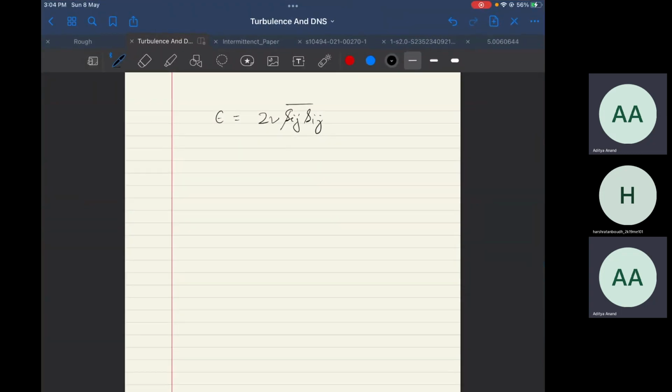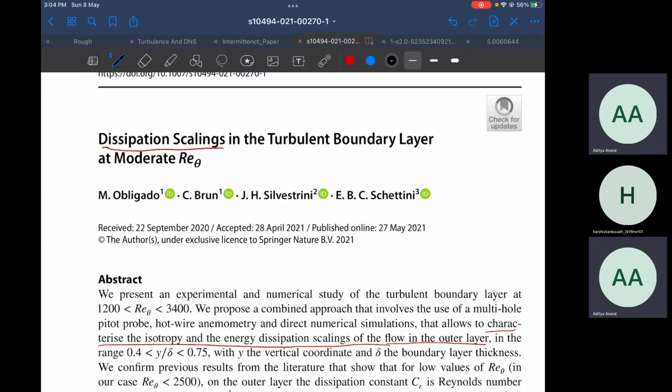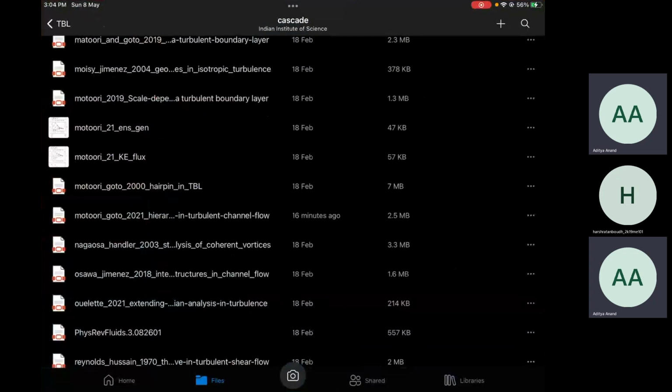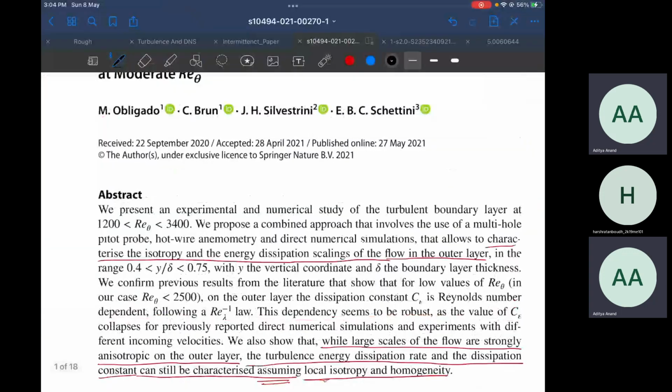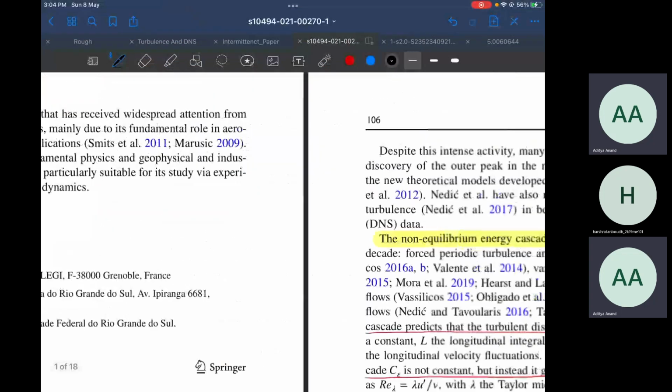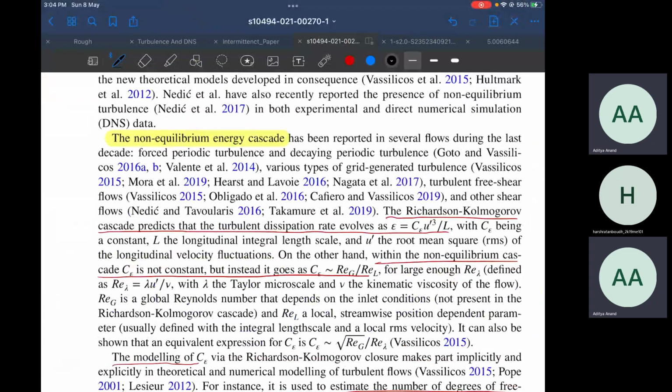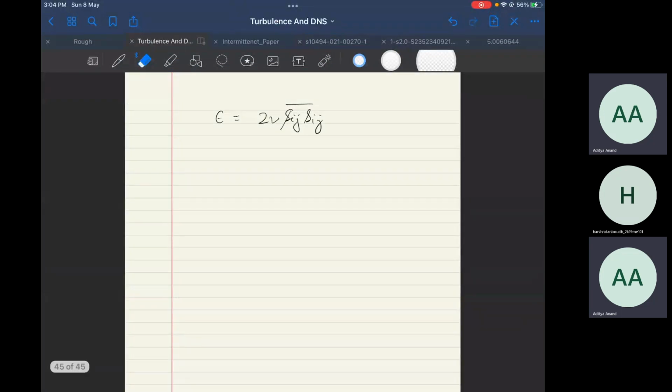So what this paper is trying to do is look at this expression here. Okay, I'll explain it better. Your energy is being produced at large scales, and through scaling analysis, people have said that it is of the order of U cube by L.